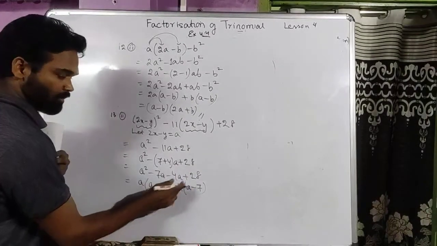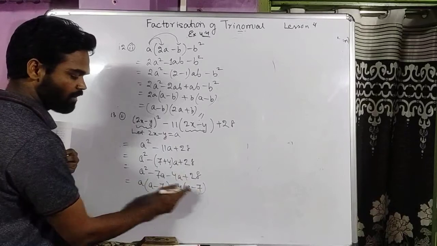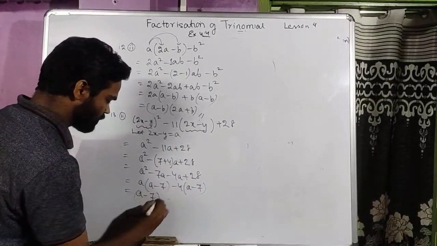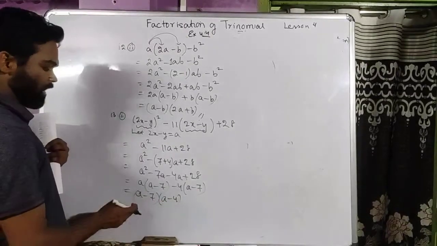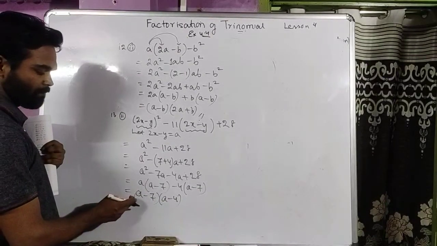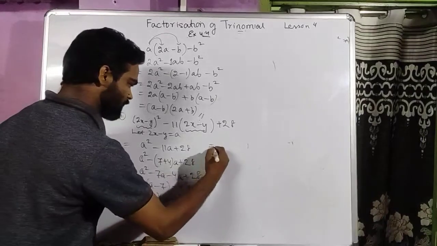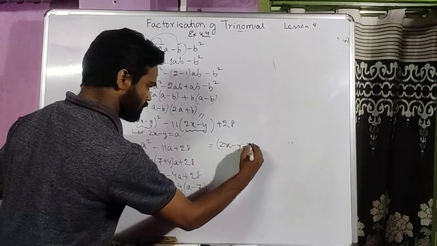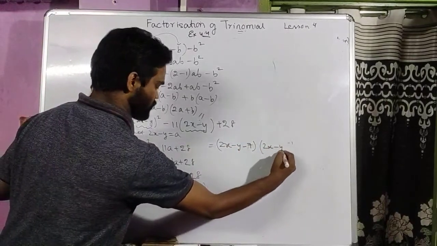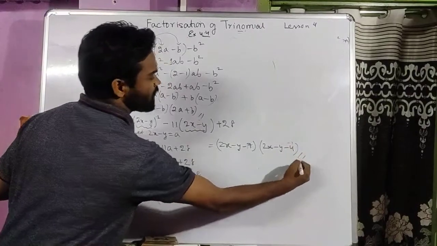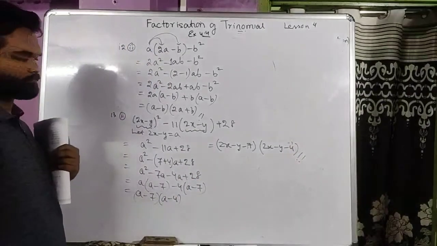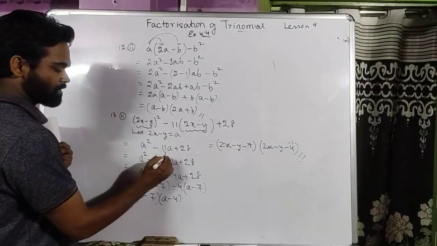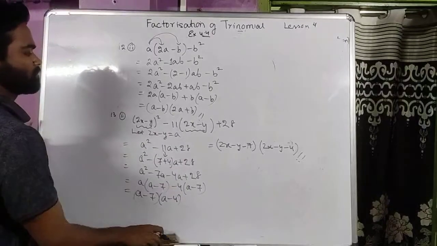Minus sign because the sign changes, plus changes to minus. Why? Because we have taken a minus sign outside. So this will be written as (a minus 7) and (a minus 4). Now at this point again we'll substitute the value of a. So after substitution it becomes (2x minus y minus 7) and (2x minus y minus 4). So that's my final answer. Be careful, both were positive, so this will be expressed as the sum of two numbers.